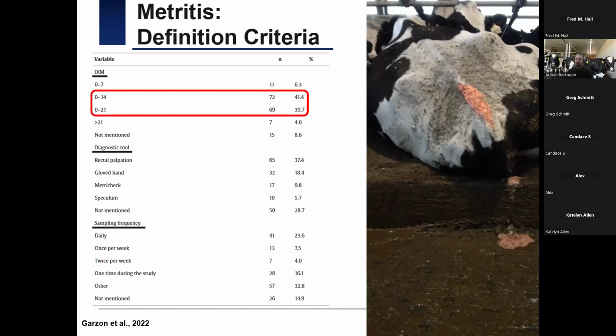Just to make it easier for you, the most common timeline that metritis has been assessed in peer-reviewed research is in the first 21 days in milk, okay? Now, when it comes to the diagnostic tool, the most common ones are either a uterine massage, or a gloved hand inside the vulva into the vaginal cavity to grab that discharge, or the Metricheck, okay?